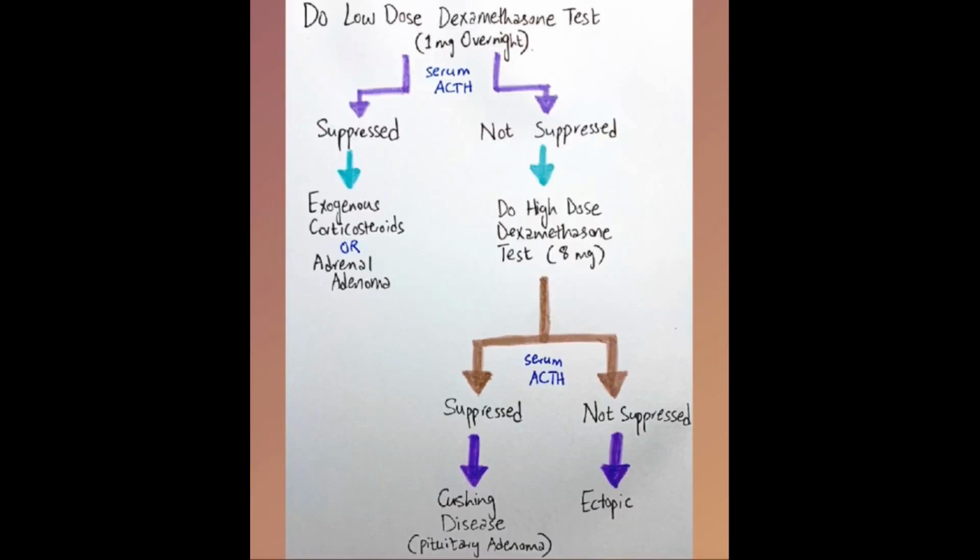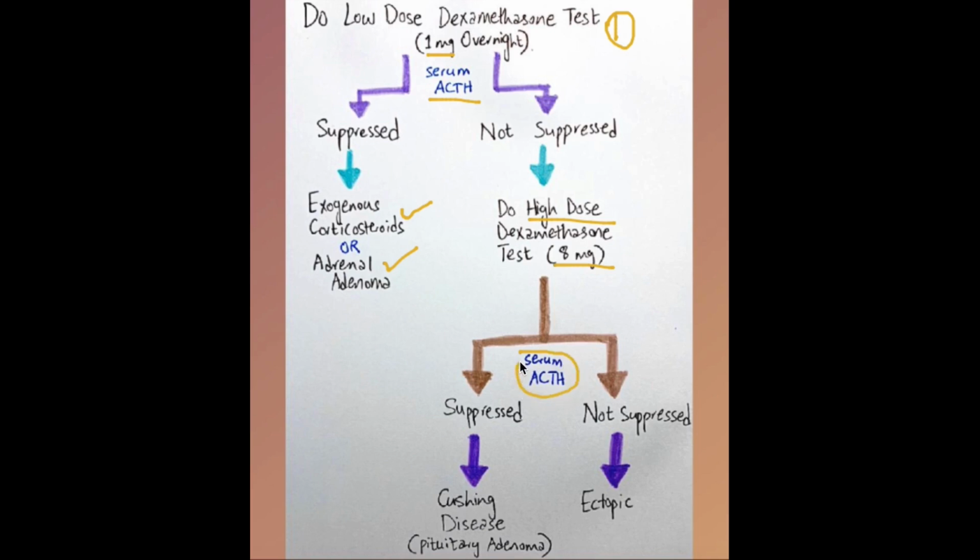Labs are very important for this topic as well, and they can be really confusing. So I've drawn up my own chart just for you. As you can see, first you do a low-dose dexamethasone test, which is usually 1 milligram overnight, and you measure the patient's serum ACTH levels. If they are suppressed, that means that it could be exogenous corticosteroids or an adrenal adenoma. If serum ACTH levels are not suppressed, you then want to find out what cause it could be. So you do a high-dose dexamethasone test, which is 8 milligrams, and you measure the serum ACTH again.